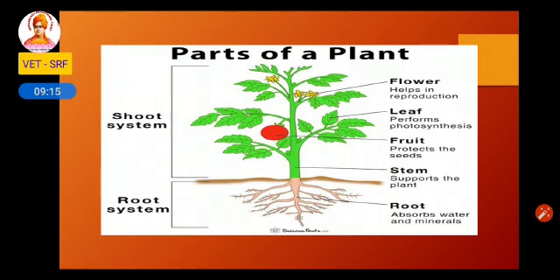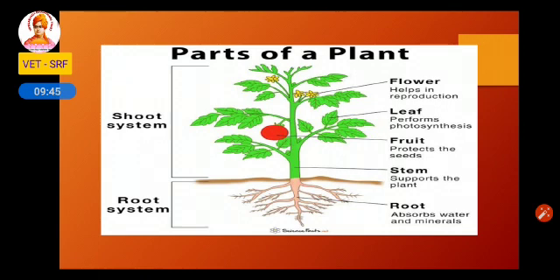The next one is stem. Stem is seen above the soil and it holds the plant above the ground. It supports the plant and it transports the water and minerals absorbed by the root to the various parts of the plant. The next one is leaf. So leaves perform photosynthesis. They produce their own food with the help of sunlight, air and water.